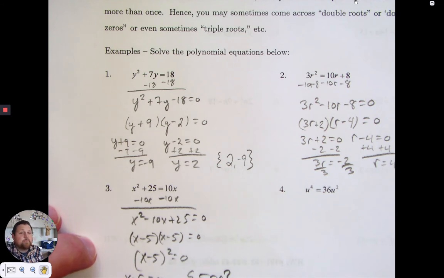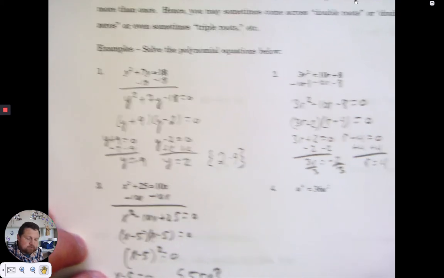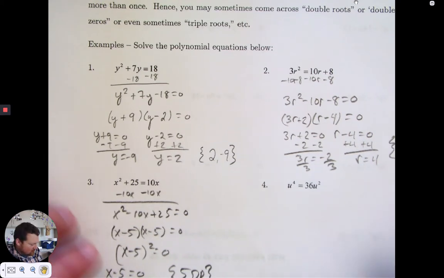Now those double and triple roots that you may see later on become really important, especially when you get into some of the applied calculus.